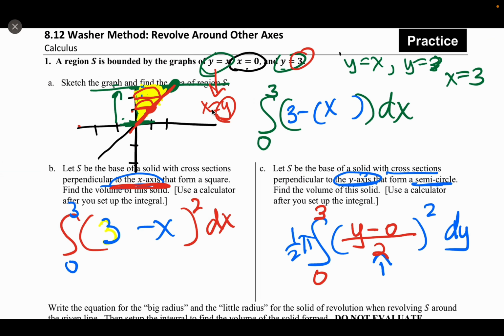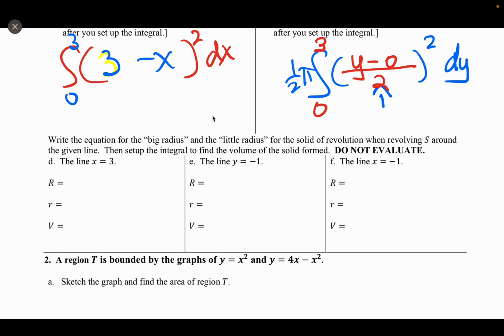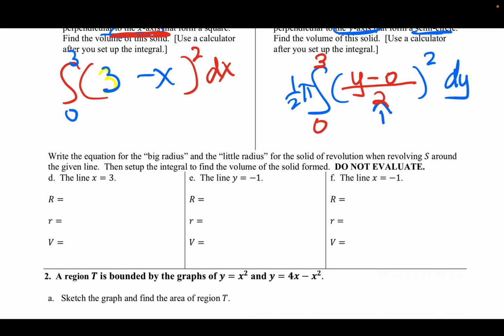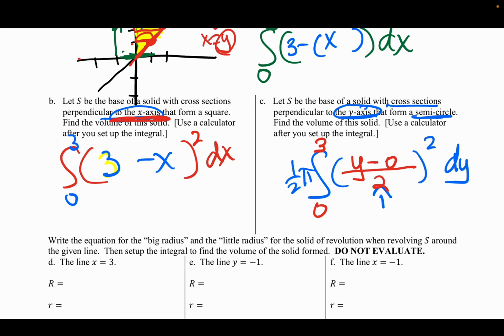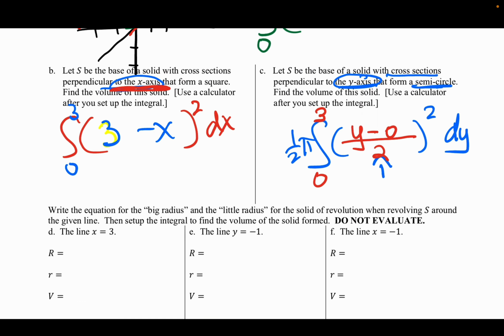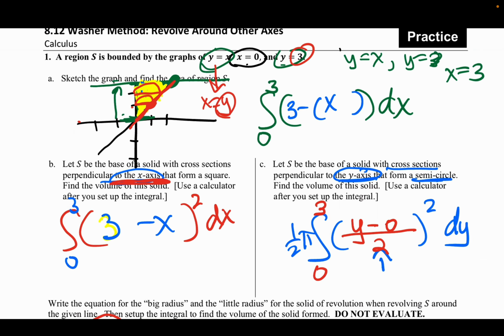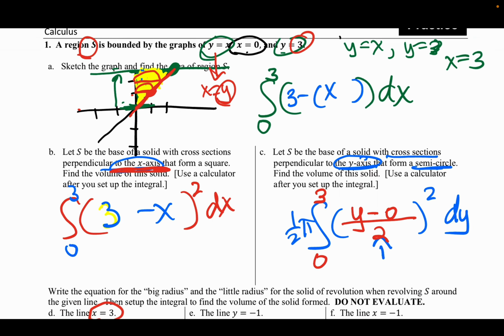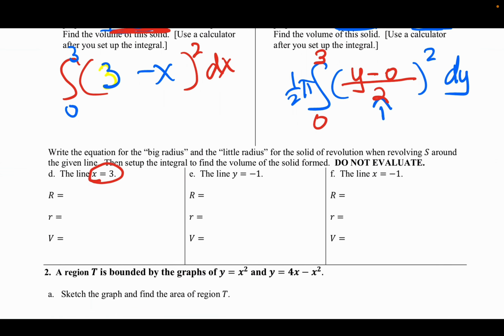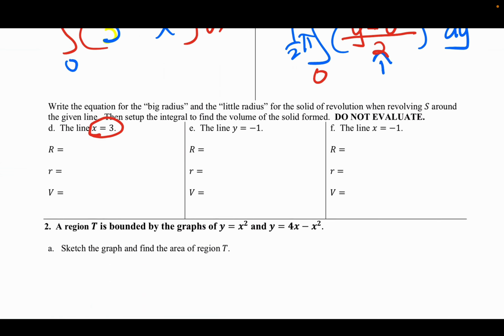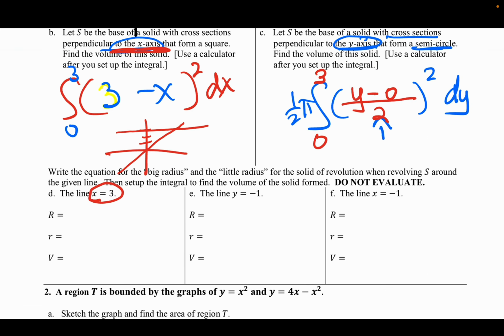All right, now we're going to come to this washer business. So write an equation for the big radius, the little radius, for the solid of revolution revolving S around the given line. So we're going around the line x equals 3. So I'm going to draw this. And this is the region S. So let's do it again. I'm going to get some room here to talk about it. So if y equals x, y equals 3, and x equals 0.